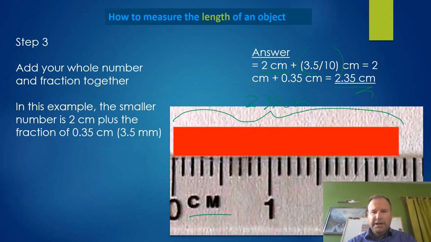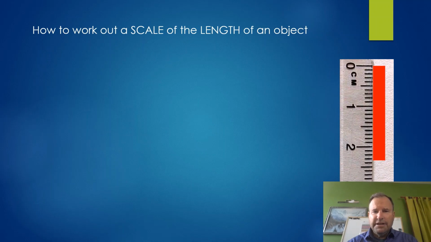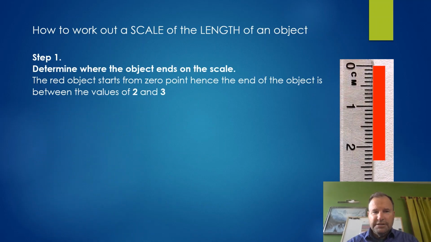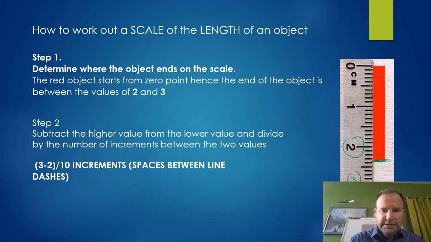Let's have a go. Again, the same sort of reasoning behind how you work out a scale. This is how we do it for this object with the different units. So you determine where the object ends. Here it is, ending between number 2 and 3. Let me draw that in. So there's the end of the object. And we subtract the lower value from the higher value. In this case, it is 3 take away 2.